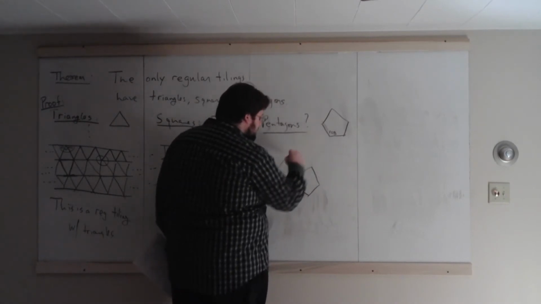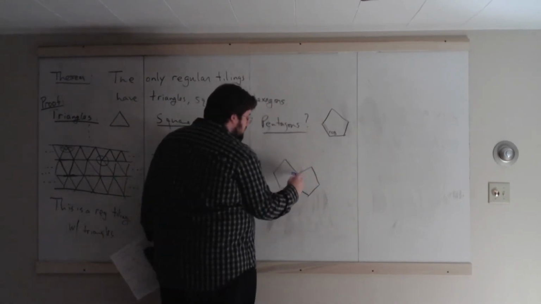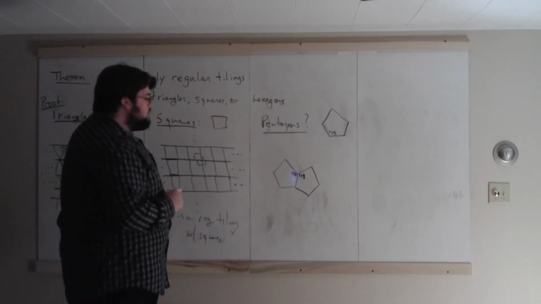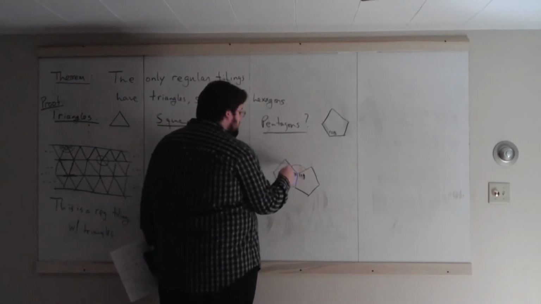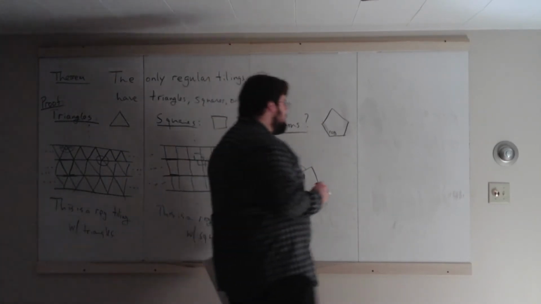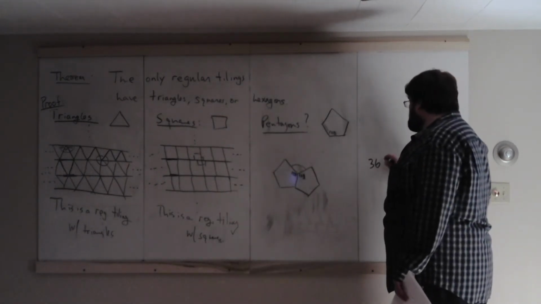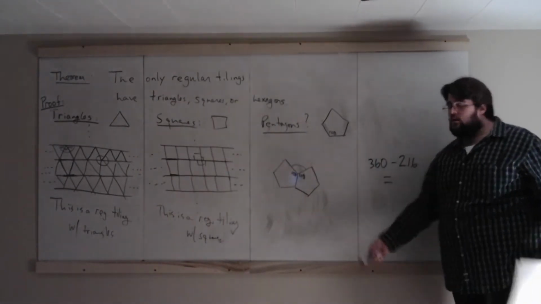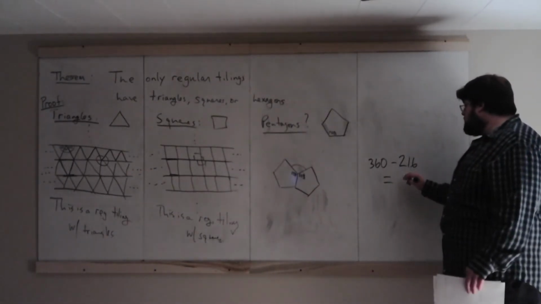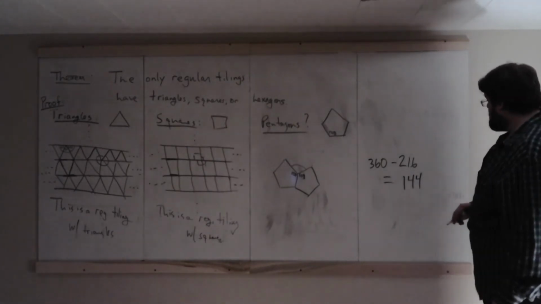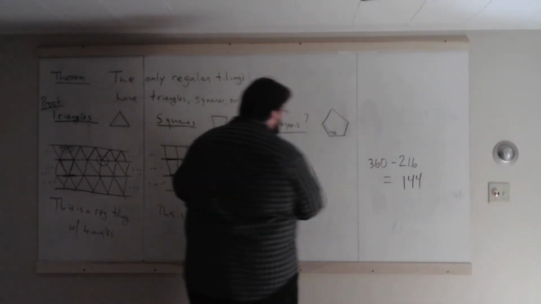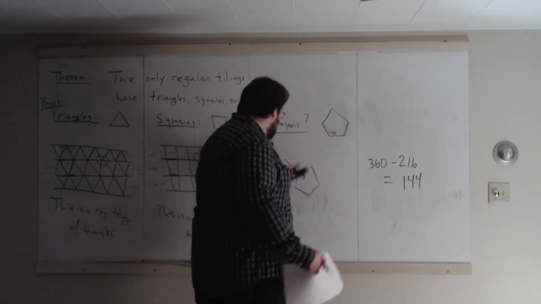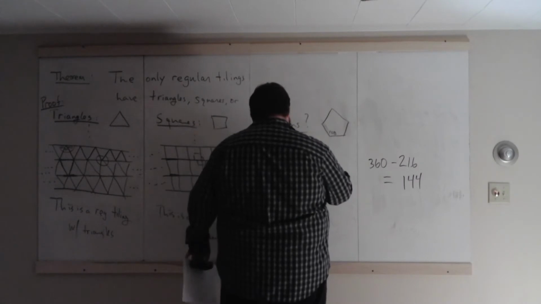Let's try to fill in this space up here. We have 108 and 108, so we can figure out this angle. That angle is 360 minus 216, because 108 plus 108 is 216. So that angle is 144, is that correct? Yes. So that angle is 144 degrees. Well, that's good. We can fit another pentagon in there, matching up the sides, of course.